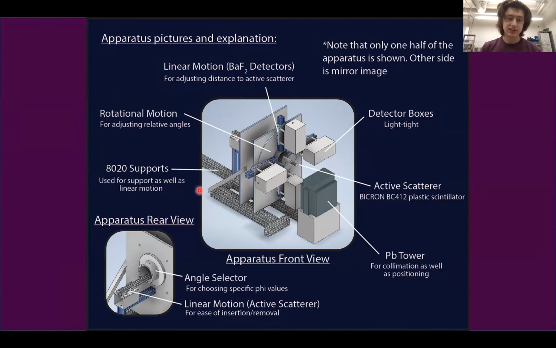All of this assembly is also stacked on top of some 80-20 supports that allow this chunk of the assembly to move closer or further away from the lead tower, which is again just another degree of control that the students have over the experiment. From the back side, you can see this is the way we chose to manage the angle selection for the rotation of the detectors. There's just a flange on the back with a pin that can be set to different discrete angles. And we have another piece of 80-20 attached to the active scatter that allows us to pull it in and out of the apparatus without having to disassemble the entire thing.